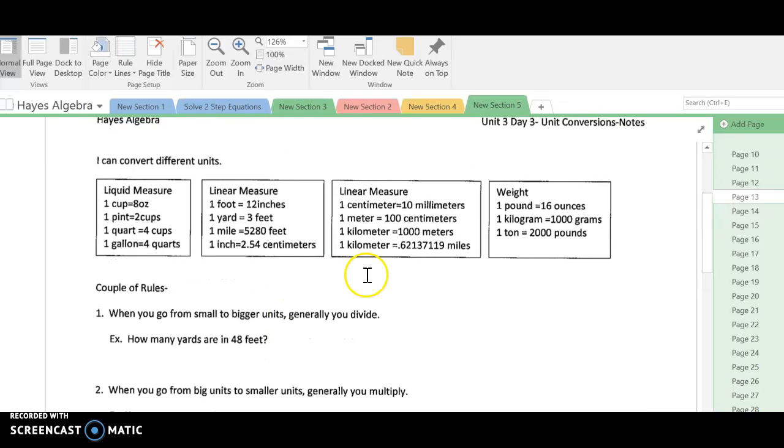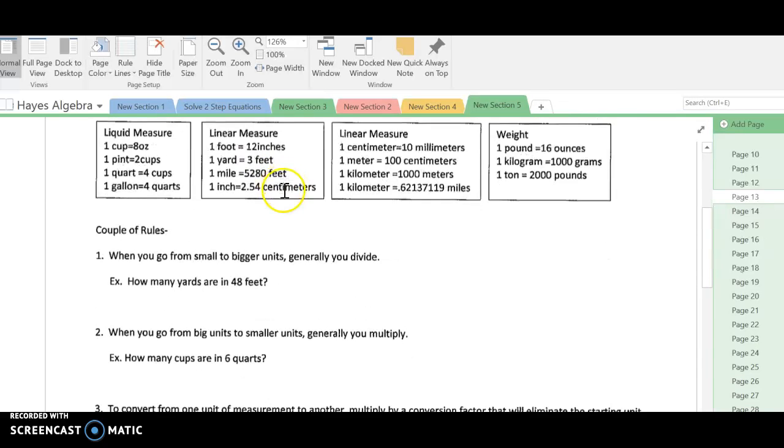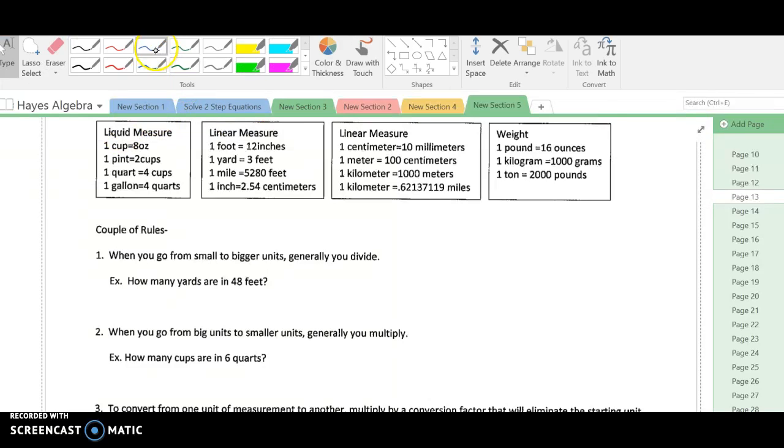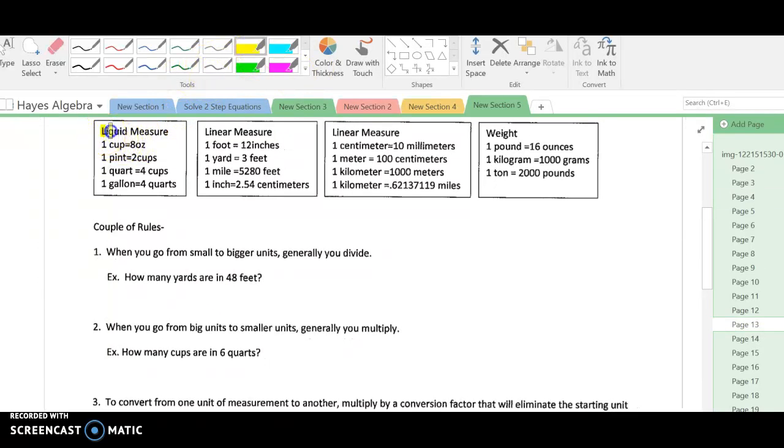So, day three, when you look at it, it's converting units. Not only is this important in math, but you'll see it a lot in science down the road. So, over here, you'll see your conversion chart, right? You'll see all your liquid measures, your linear measures, right? And then your weight. So all the conversions are there.